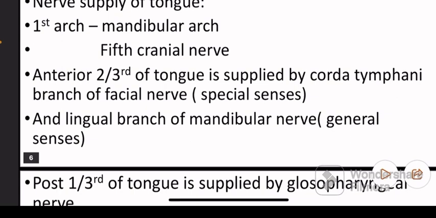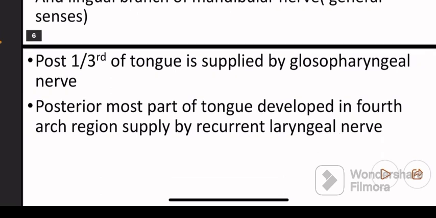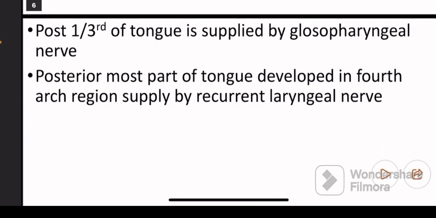Why? Because the posterior one-third is developed from the cranial part of hypobranchial eminence, and the cranial part of hypobranchial eminence lies in the third pharyngeal arch, and the third pharyngeal arch is supplied by glossopharyngeal nerve. So here is the reason why the posterior one-third is supplied by glossopharyngeal nerve. And the posterior-most part of tongue, which is developed in the region of the fourth arch, is supplied by recurrent laryngeal nerve. So this is all about the development of tongue and their nerve supply.